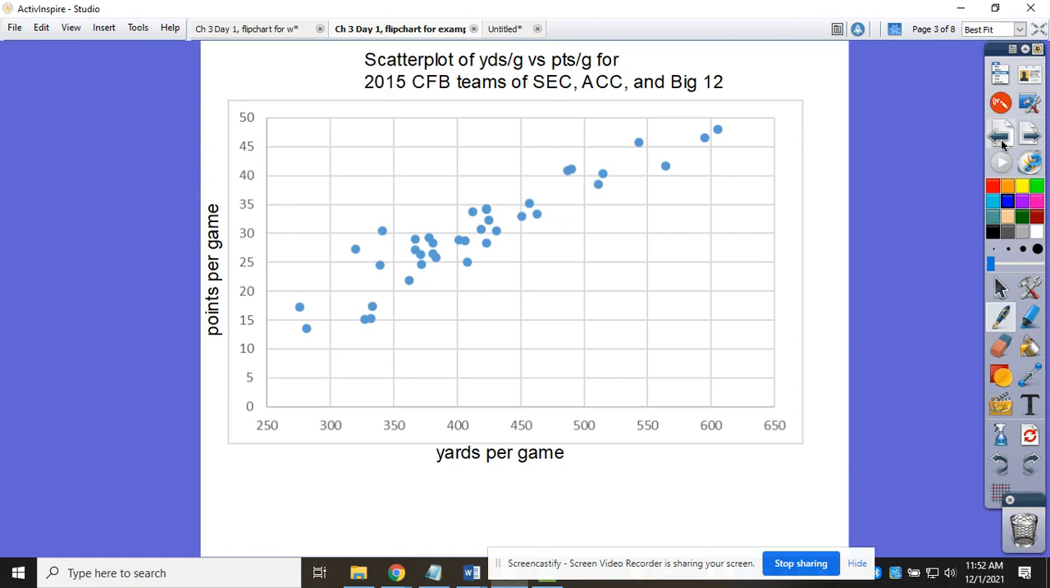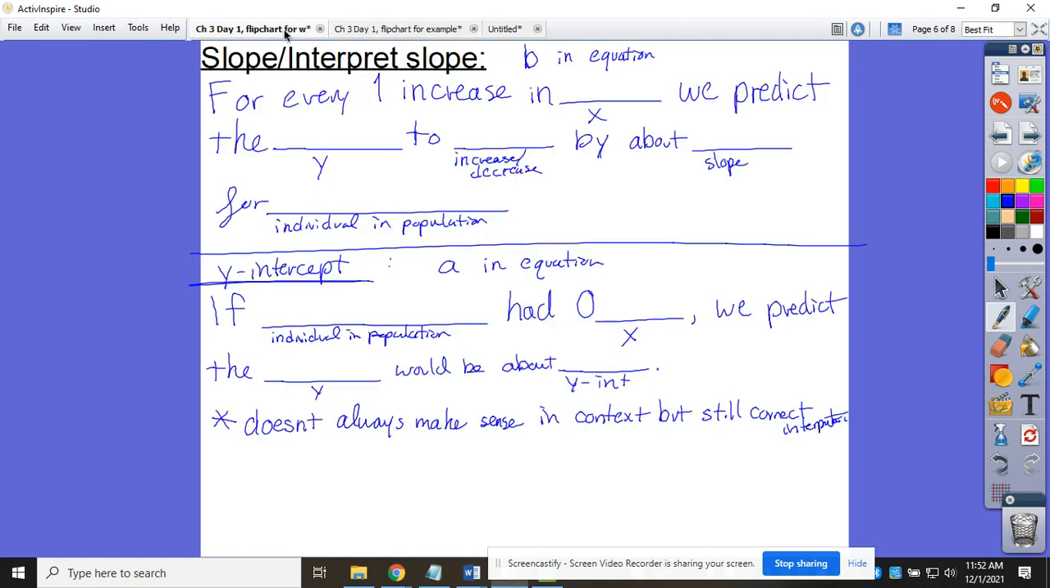But if I am estimating way outside of the realm of my x values... I'll write it later. It's called extrapolation. I'll write it later because I don't want to not talk about it. All right, so let's finish out writing our examples.